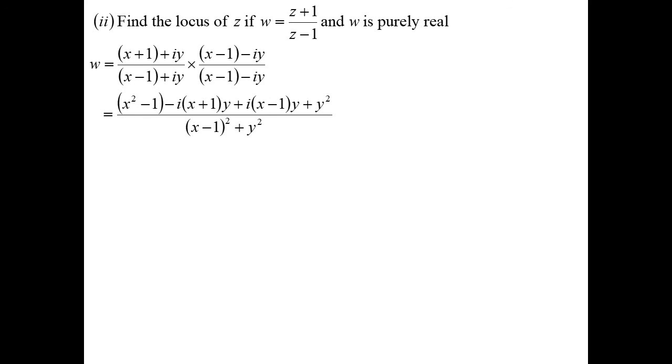So on the top I get, well, this lovely expression, x squared minus 1 minus i times x plus 1 y plus i times x minus 1 y plus y squared over conjugate, so it's the sum of two squares. We get x minus 1 squared plus y squared. I'm not going to bother expanding this all out because the condition is that this is purely real. Now, if it's purely real, then I know the imaginary part is equal to 0. So the only thing I'm interested in is the imaginary part. And because I'm dealing with a fraction, if a fraction equals 0, it's got to be the top of the fraction that equals 0. So I'm actually only interested in the imaginary part in the top of the fraction.